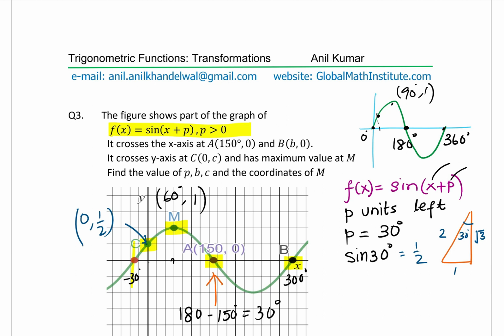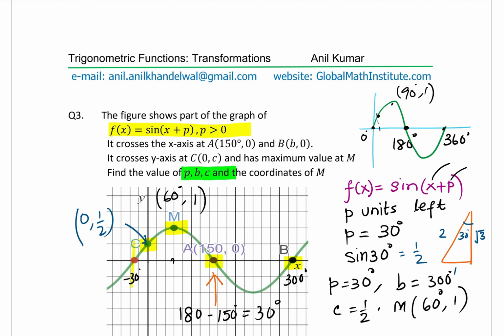So now we can write down the answers. We know P is 30 degrees, and the value of B, which is the second x-intercept, is basically 300 degrees. The value of C, which is the y-intercept, is equal to half, and the coordinates of the point M are 60 degrees, 1. Is that clear to you? So that is how we are going to answer this particular question.